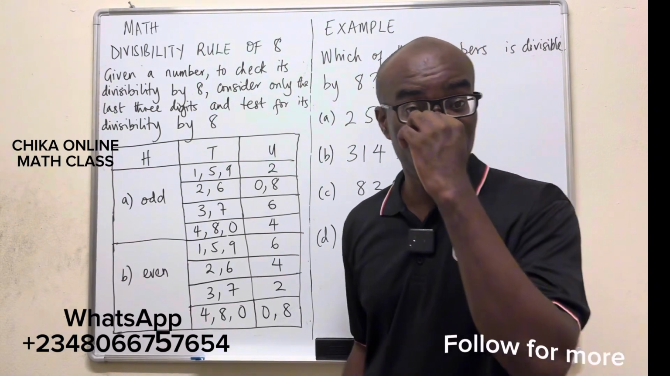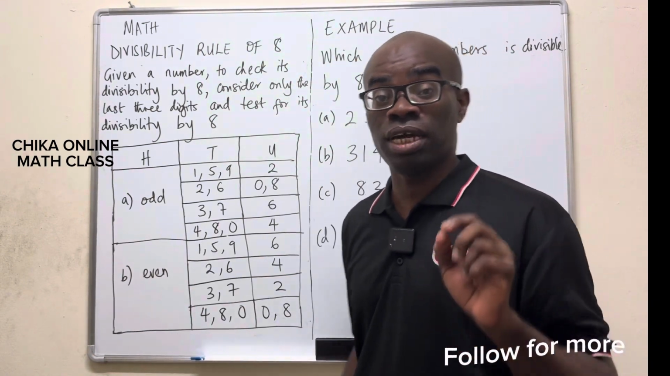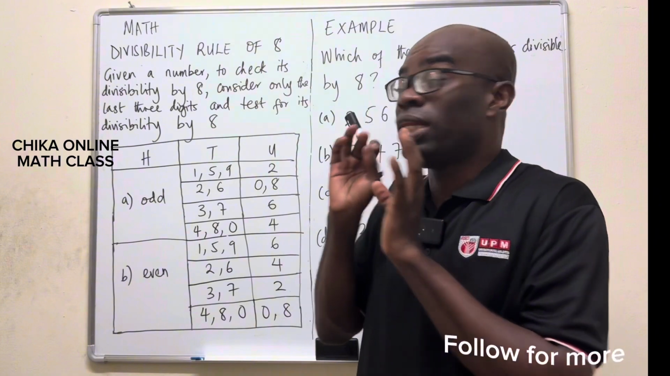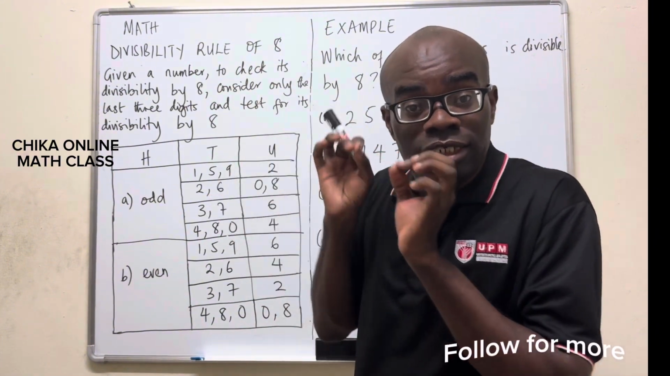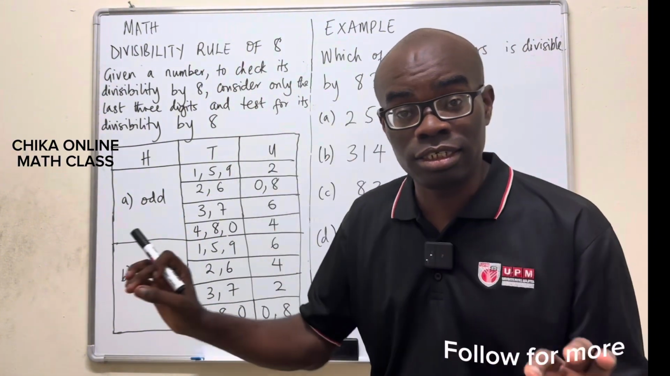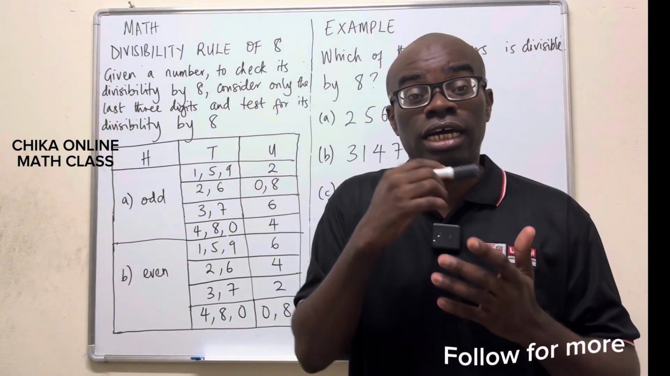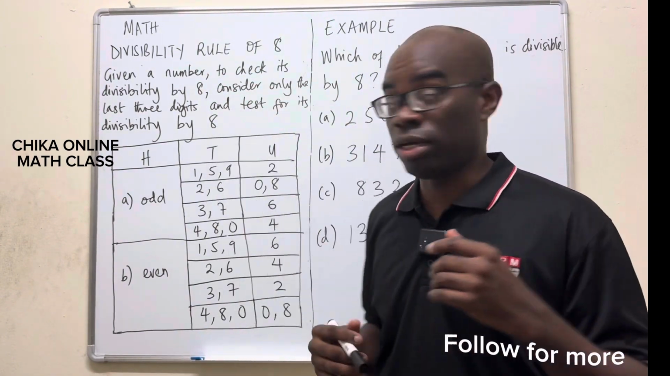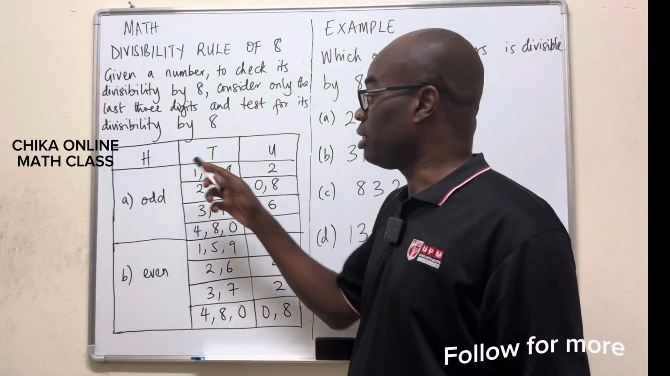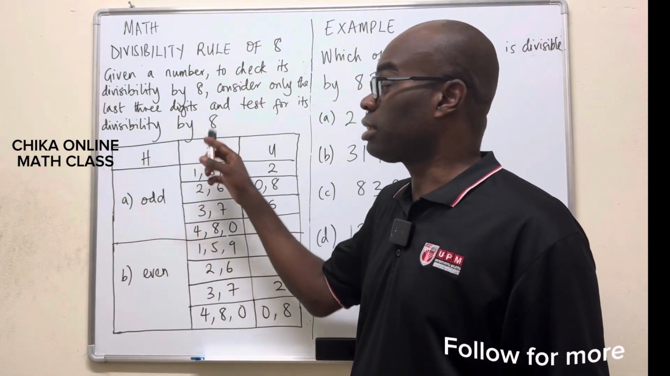So if you are given any number to check for its divisibility by 8, you pay attention to only the last 3 digits. Check whether 8 divides the last 3 digits. If 8 can divide the last 3 digits, then 8 can divide all of the numbers. Okay? So the last 3 digits, you classify them as hundreds, tens and units.